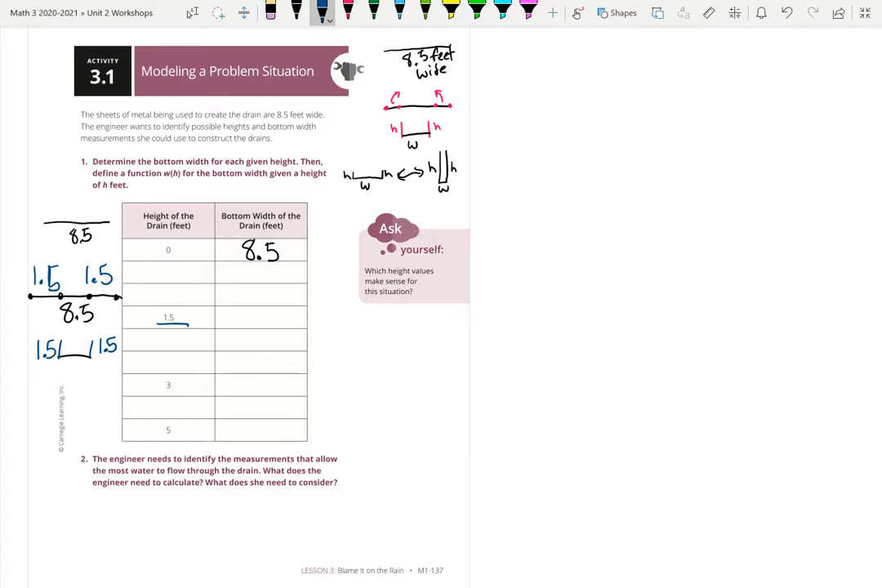I have to figure out, well, what is going to be the new width? Pause, take a moment and think about this. How would you figure out this region when you know this region? Think of it as an equation. 1.5 plus something plus 1.5 is 8.5. This becomes 3 plus x equals 8.5. X is going to become 5.5 by subtracting 3 from both sides.